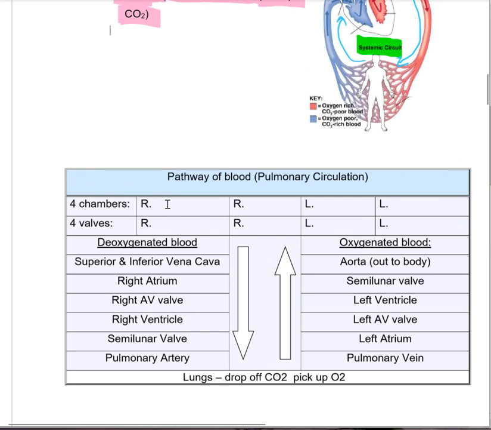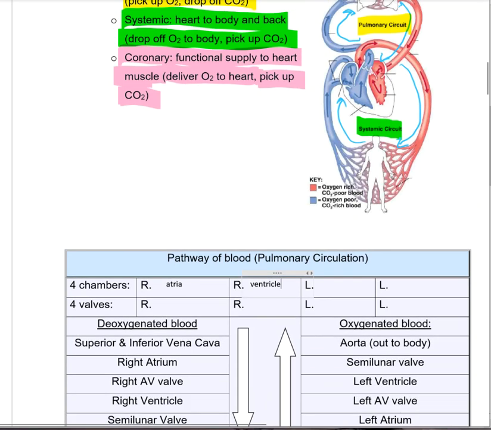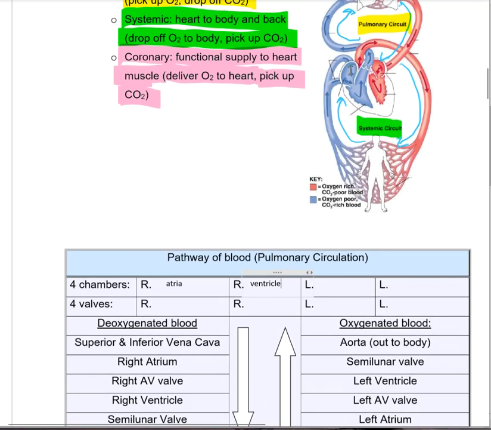Now, you can follow a drop of blood by following the pathways here. And so the first thing is we want to remember that there's four chambers. There's a right atria, there's a right ventricle. And ventricles are down below, atria up above. And you can see those two atria right here, 1 and 2, and two ventricles here, 1 and 2. And so we have a right and left of each of these. Okay, and then we have four valves.